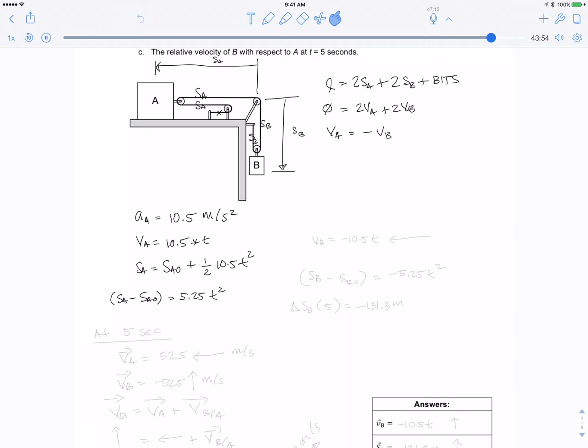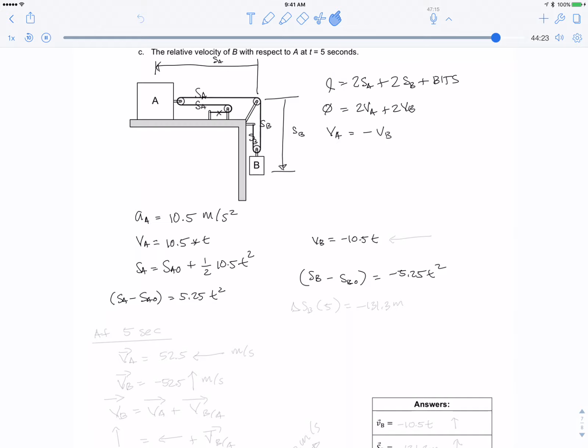so SA minus SA0 is 5.25 t squared. Okay, so everything for B is the opposite of that, right, because B and A are opposite of each other, so velocity of B is minus 10.5 t, and the position of B minus SB0 is minus 5.25 t squared. Okay, so there we go.